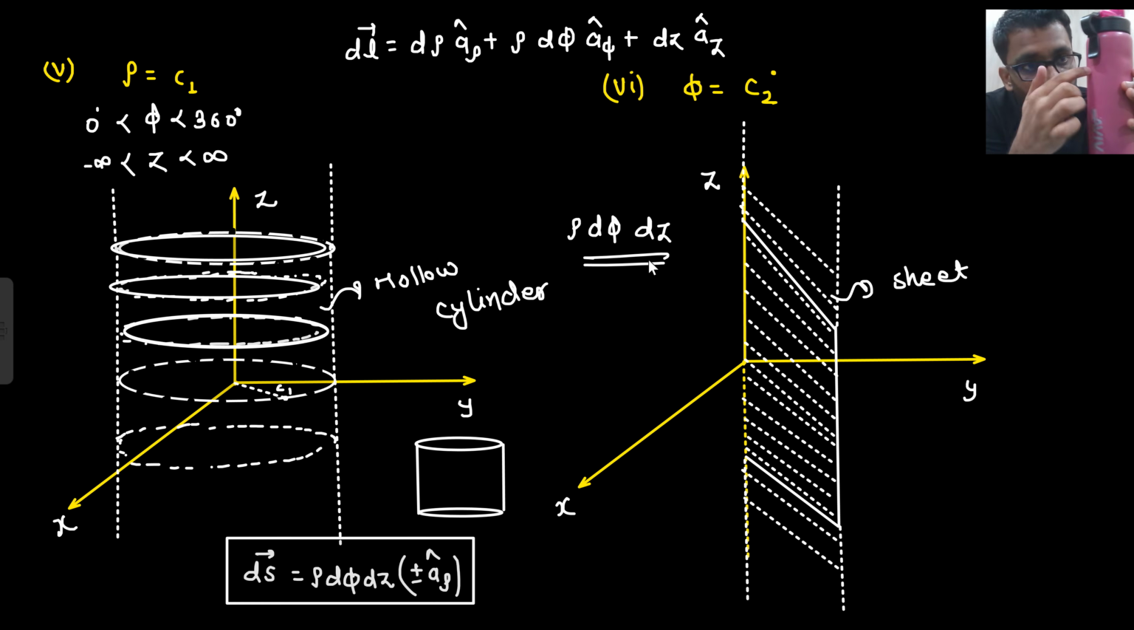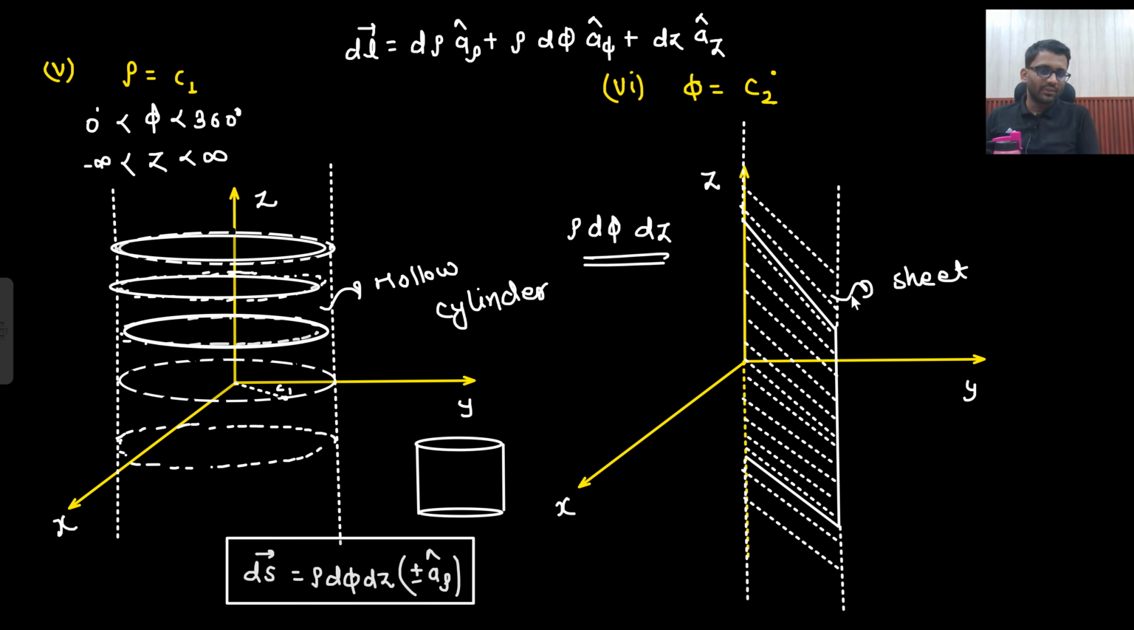Rho d phi dz. So this is the area. Otherwise, how can people remember it? Rho equals C1. This is our equation. So if rho equals C1, that means I will get plus minus a rho cap. This is the direction. If plus minus a rho is coming, forget about this one, and these two will come: rho d phi dz.